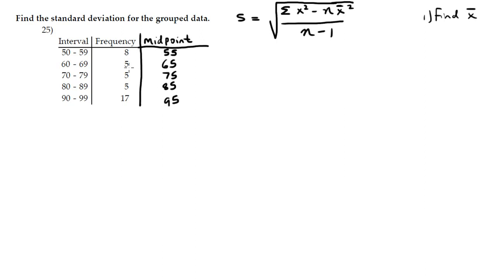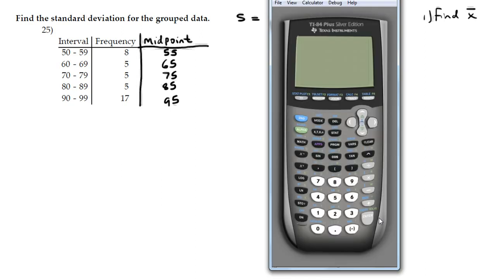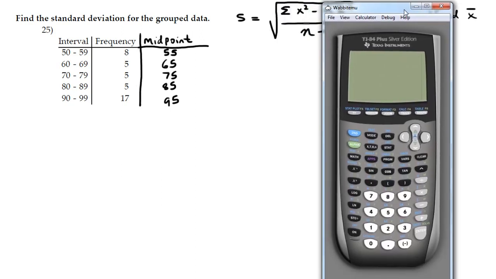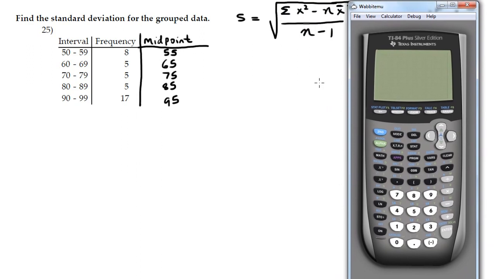Essentially, it's like I'm saying I have 8 55s, 5 65s, 5 75s, 5 85s, 17 95s. I'm going to use that to find my mean, x bar. I'm going to do this in the calculator because it's a little easier that way.